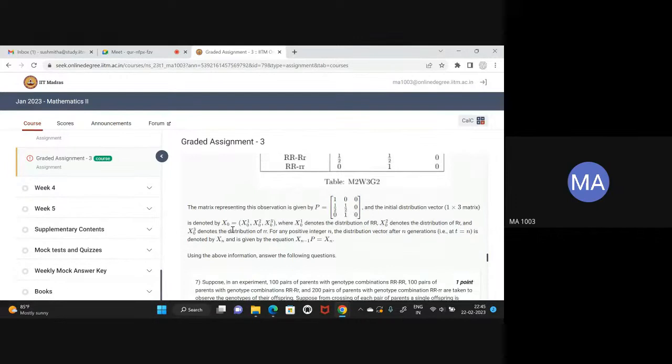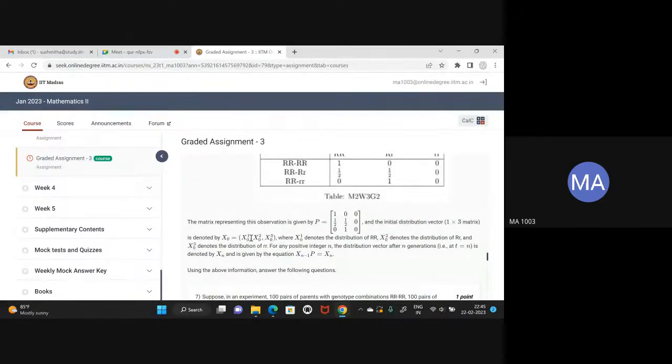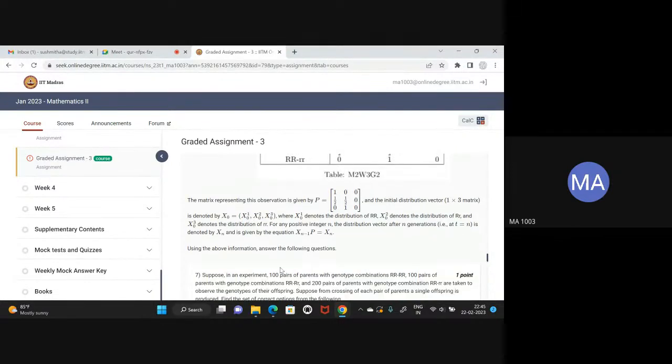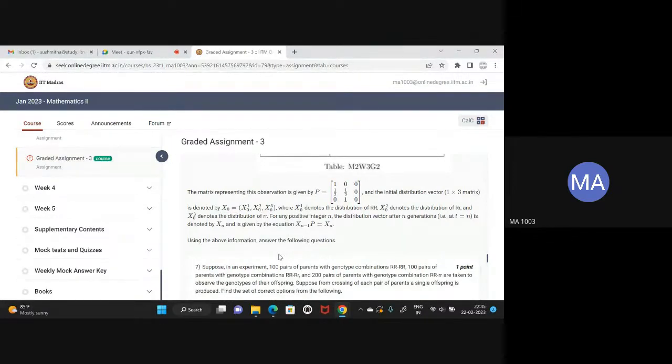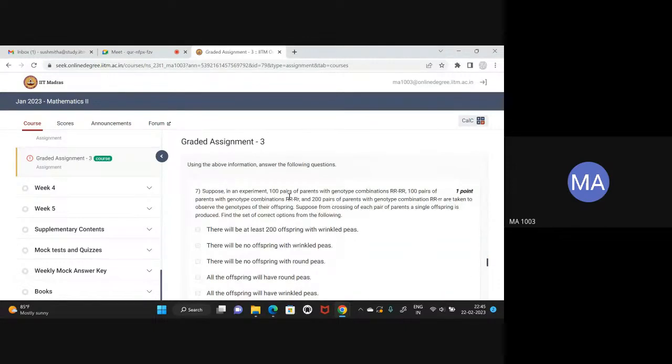The initial distribution vector is denoted by this. So you have a set where you have X naught, the first component times capital RR, the second component times Rr, and so on. For any positive integer n, the distribution after n generations is denoted by xn, and it is given by this. In an experiment, 100 pairs of parents with genotype RR, so x naught 1 is 100.